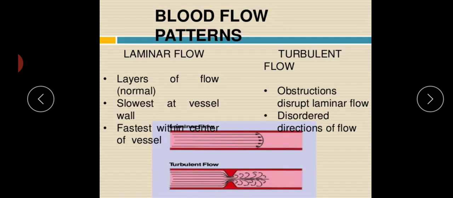Blood flow patterns. The blood flows in two patterns. First one is the laminar flow and second one is the turbulent flow. In laminar flow, layers of flow are normal, slowest at the vessel wall and fastest within the center of the vessel. In turbulent flow, obstructions disrupt laminar flow, with disordered directions of flow.